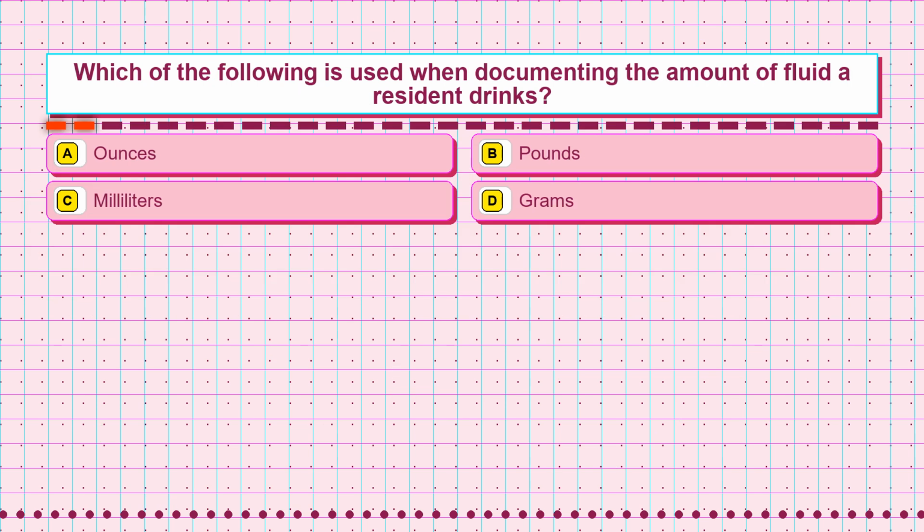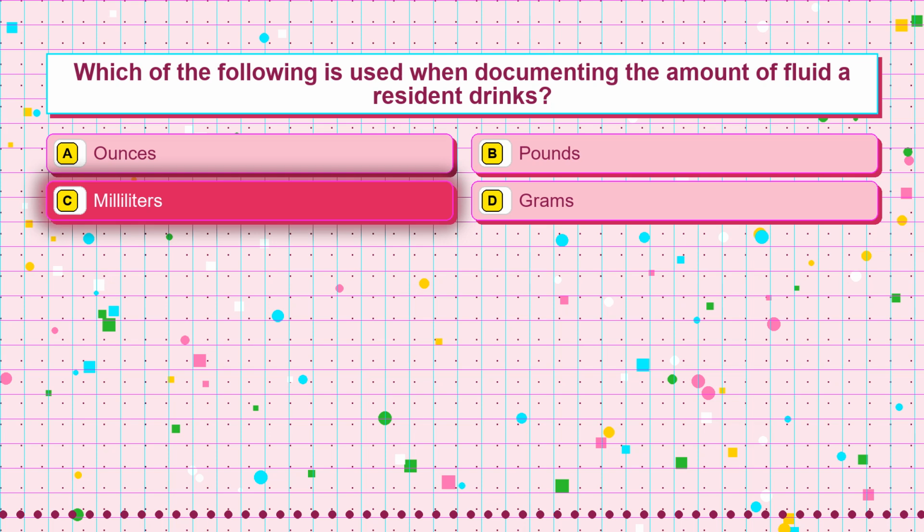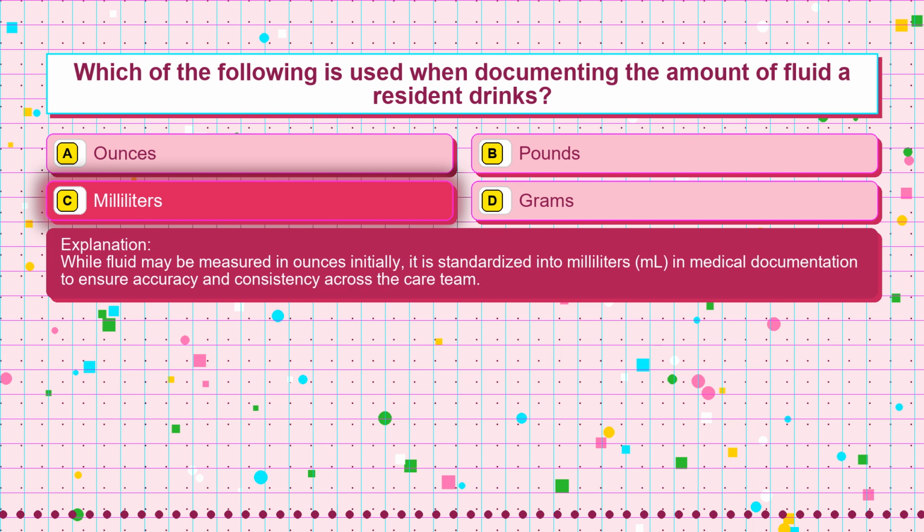Question 25. Which of the following is used when documenting the amount of fluid a resident drinks? Option A, ounces. Option B, pounds. Option C, milliliters. Option D, grams. The correct answer is option C, milliliters. While fluid may be measured in ounces initially, it is standardized into milliliters, ml, in medical documentation to ensure accuracy and consistency across the care team.